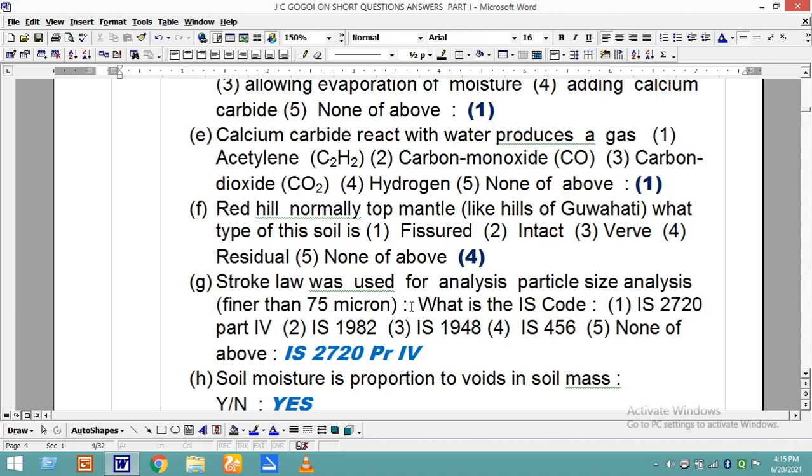Stokes law is used for particle size analysis of particles finer than 75 micron. What is the IS code? IS 2720, IS 1892, IS 1948, IS 456, none of this. We should remember only one thing: all testing methods of soils are given in IS 2720. So answer will be this, IS 2720 part 4.